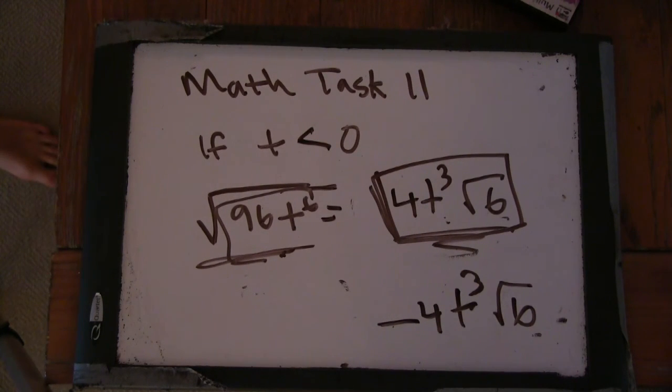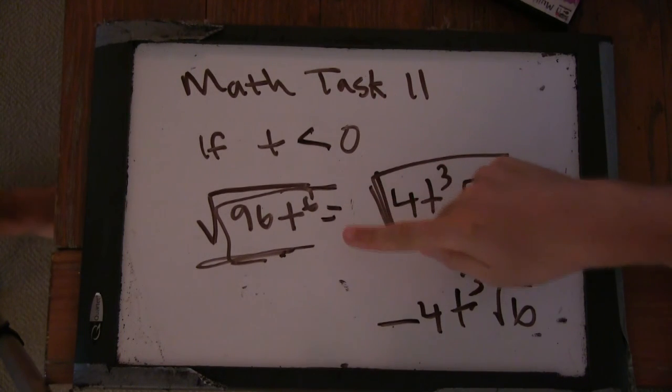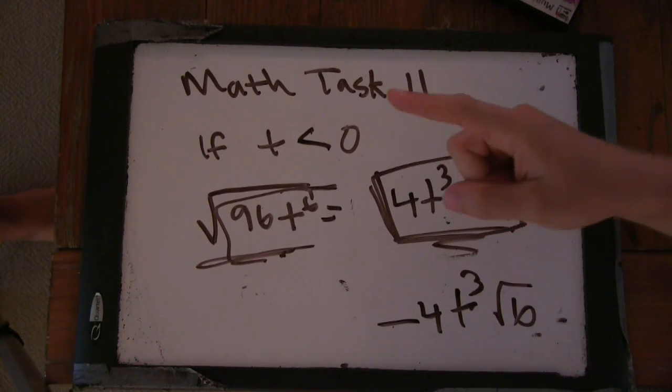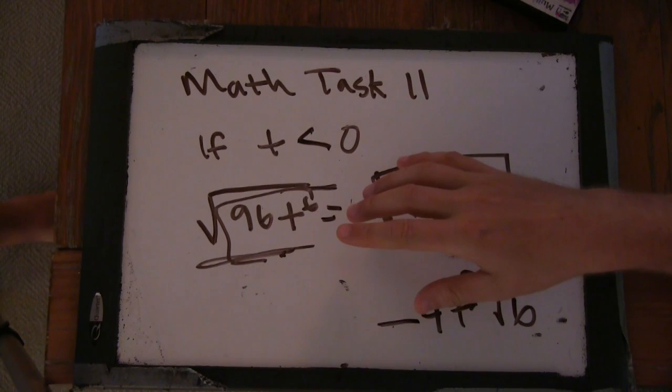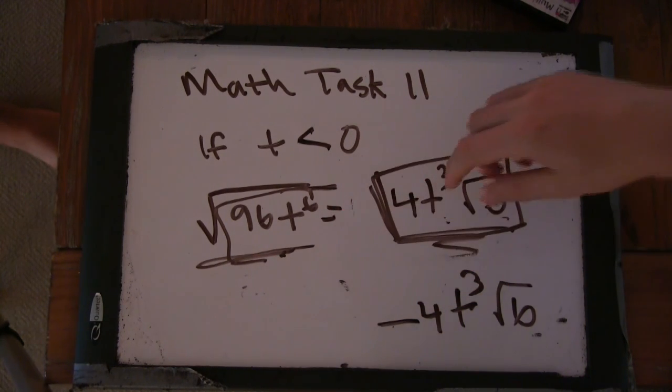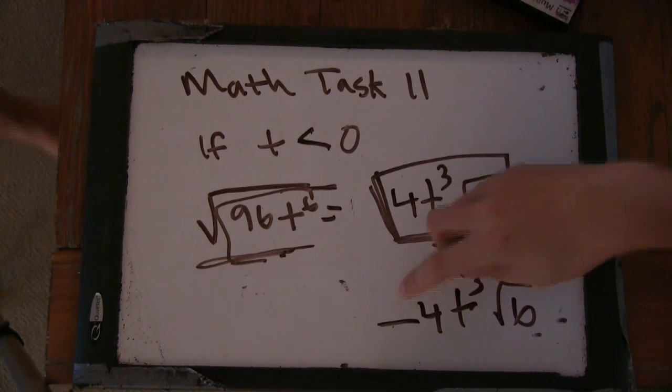Cool. So you do always have to be careful. Square roots always need to be positive by definition, or they can be 0. They can be positive or 0, and if they're not, you just multiply by minus 1.